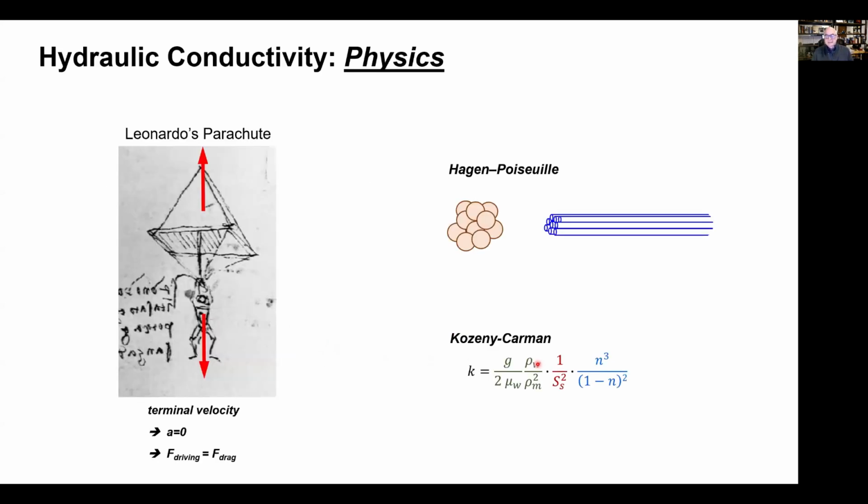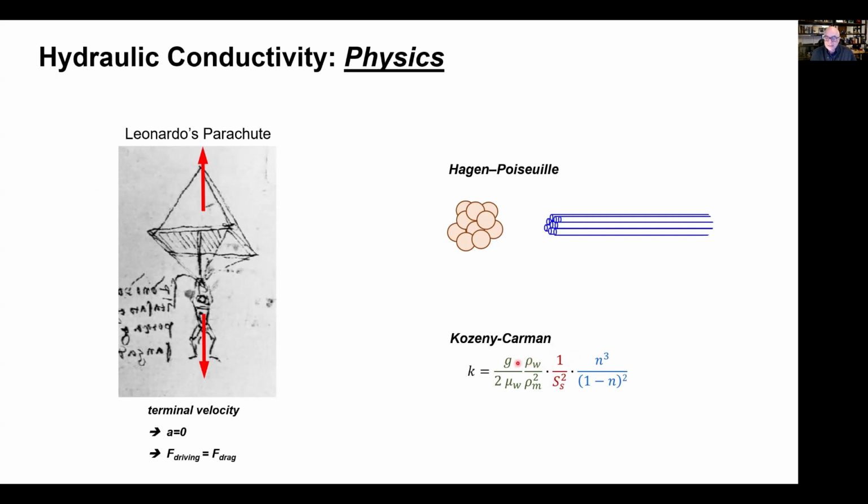So we started in the previous presentation trying to understand the physical foundation of permeability. We realized that it was very similar to a parachute. In other words, it's the balance between the drag force and the driving force, which in this case is the pressure difference along a tube. And we represented the soil as a series of parallel tubes in order to obtain the Kozeny-Carman equation.